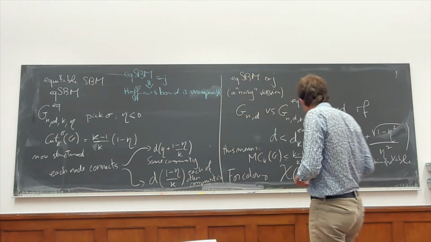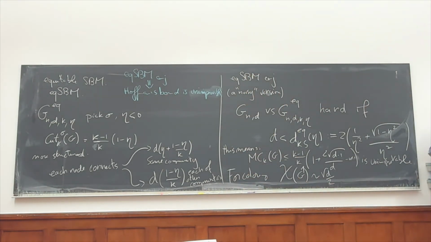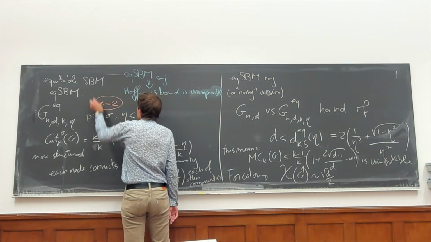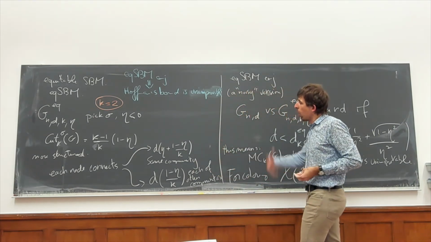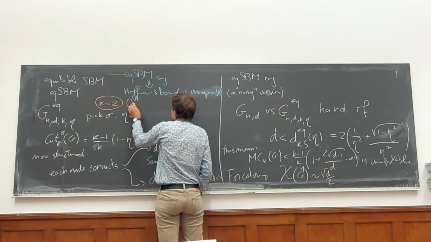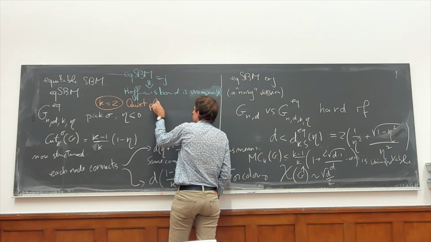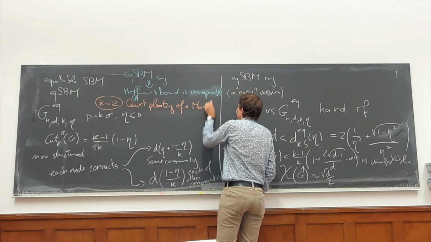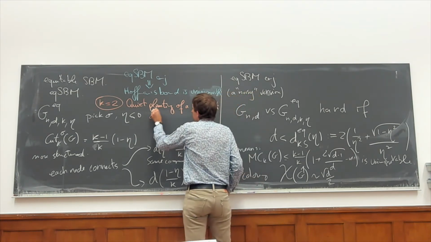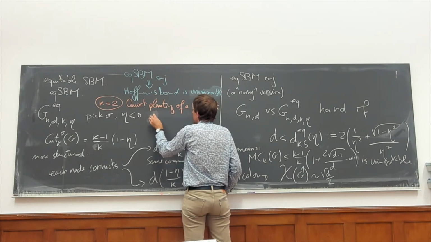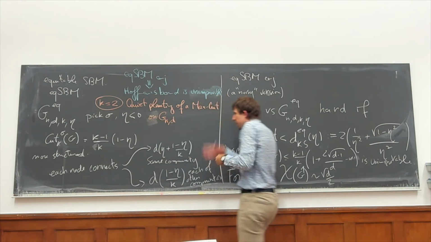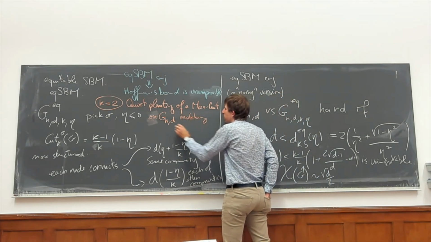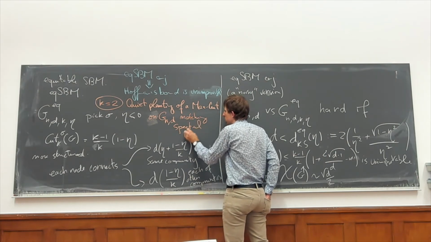And indeed, before I erase, let me tell you a little more. In the particular case of k equals 2, this gives a proposal for a quiet planting of a max cut on a random d-regular graph, a typical random graph, matching the spectral threshold.